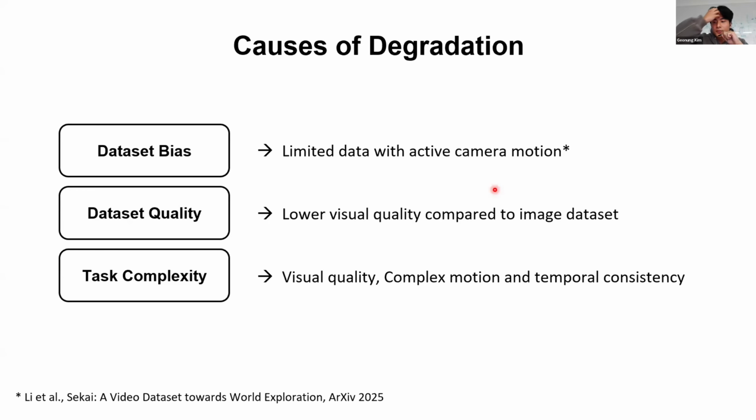There are three main causes for quality degradation. The first is the dataset bias for camera motion. Most video datasets have few samples with active camera motion. But when we generate a scene video like before, we require active camera motion. This domain gap can lead to noticeable quality degradation.